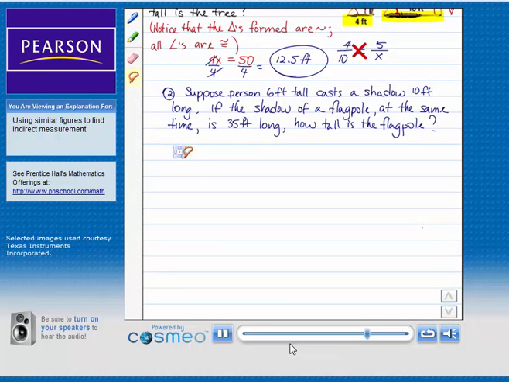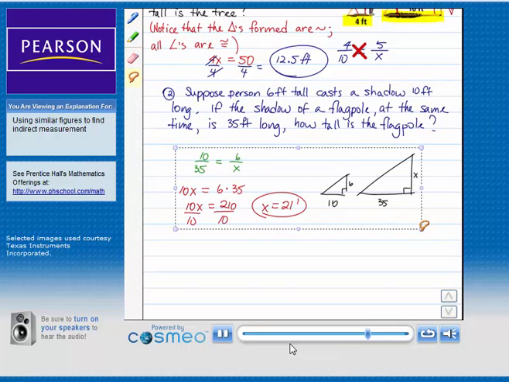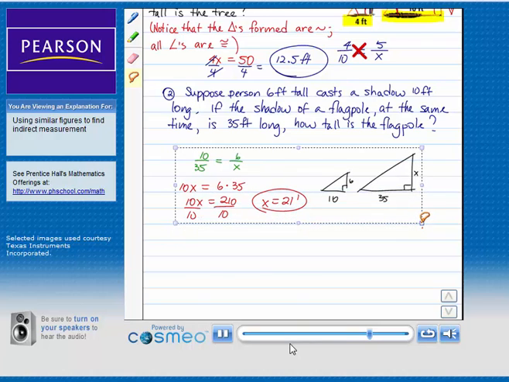Okay, well, let's see how you did. Here's mine, not the most precise drawing, but close enough for government work. I have a 6-foot tall person casting a 10-foot long shadow, so I have a right triangle with legs of 6 and 10, and adjacent to it I have a flagpole of unknown height. There's my flag, casting a shadow that's 35 feet long.